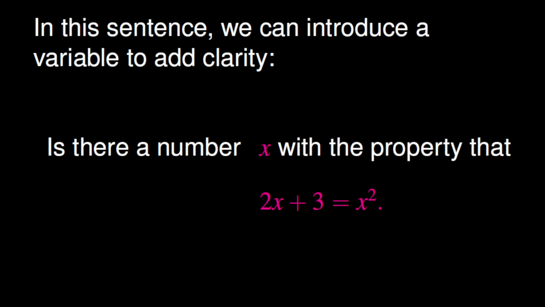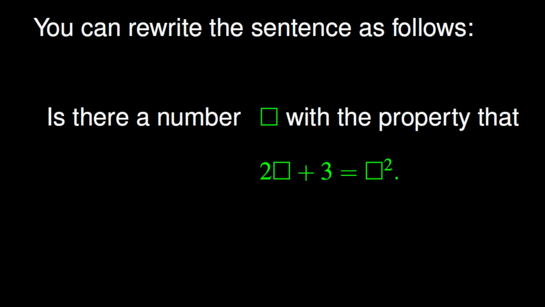So here we introduce the variable x to add more clarity to the sentence. Now the question becomes, is there a number x with the property that 2x plus 3 equals x squared? It is also very important to not be stuck with labels. We can replace the variable x with any other label without changing the main structure and meaning of the sentence.